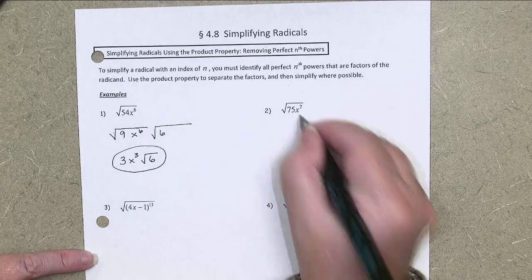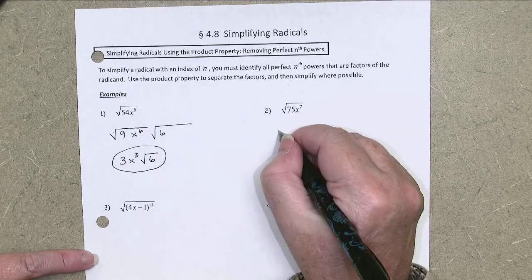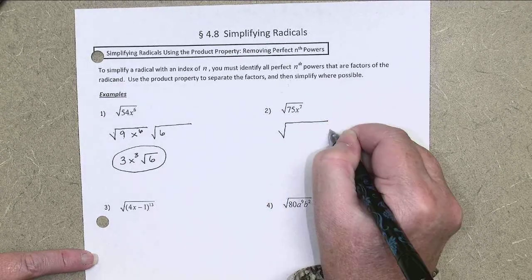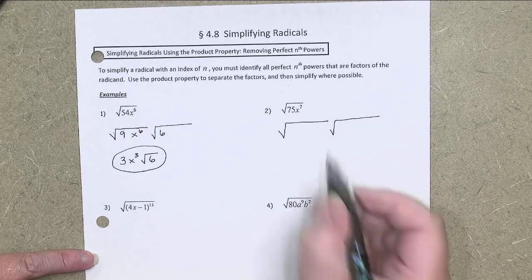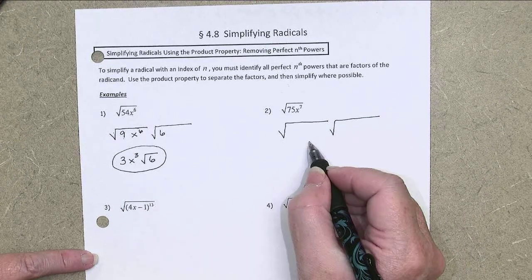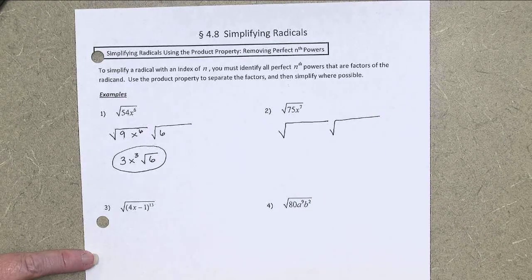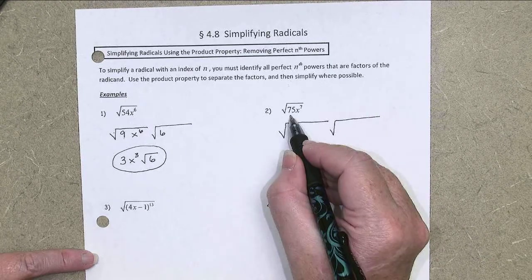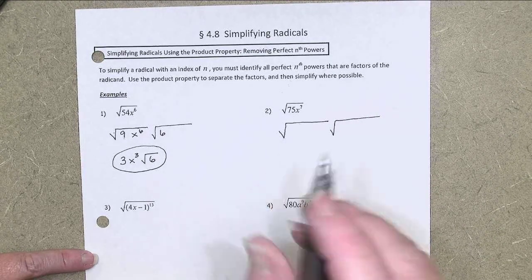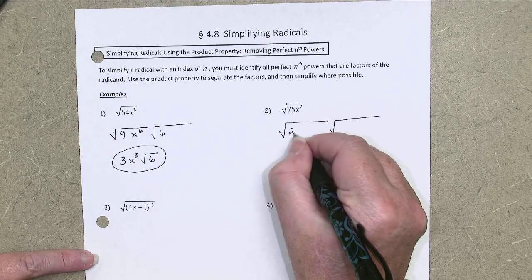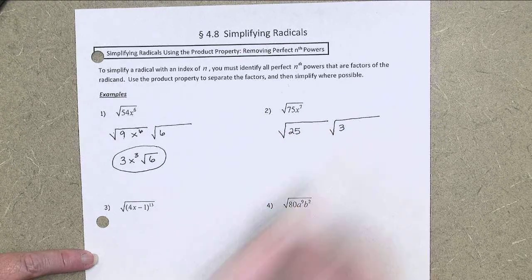Square root of 75x to the 7th. Once again, I want to split this up into two pieces. The first piece I want to be able to take the square root of perfectly. The second piece is kind of like what's left over. So a perfect square that goes into 75 would be 25. We'll go with 25 times 3.